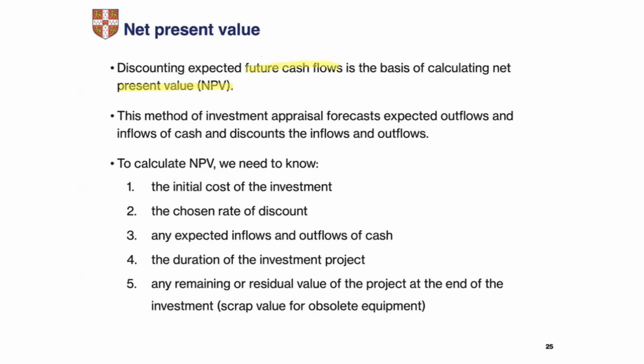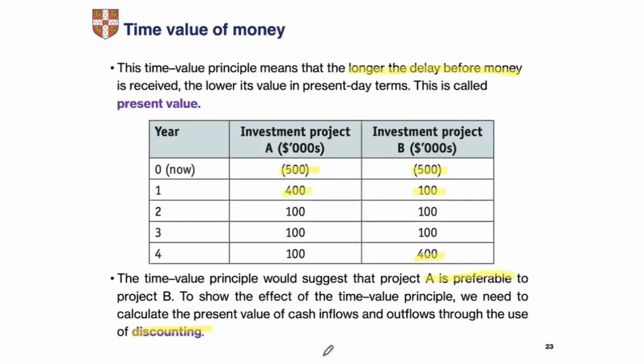And why is it future cash flow? Because, let me go back, this cash flow that we see here is not now. Now we are expected to make a cash outflow. Now we are expected to pay for the investment, buy the machine, buy the company. And in 1 year's time, it will give us 400,000. In 2 years' time, it will give us 100,000. In 3 years' time, it will give us 100,000. And in the 4th year, it will give us 100,000.